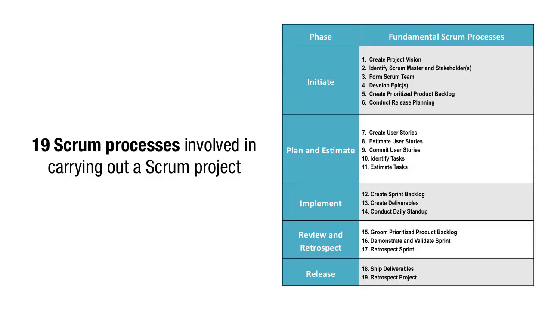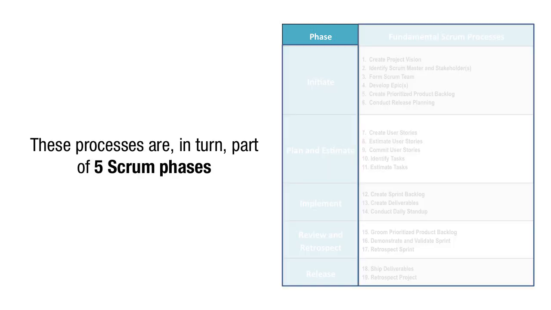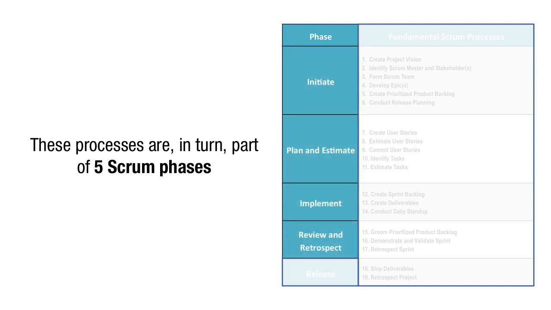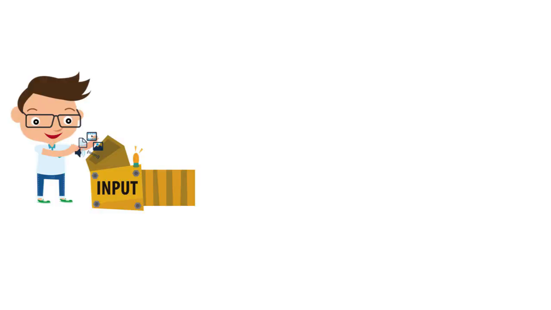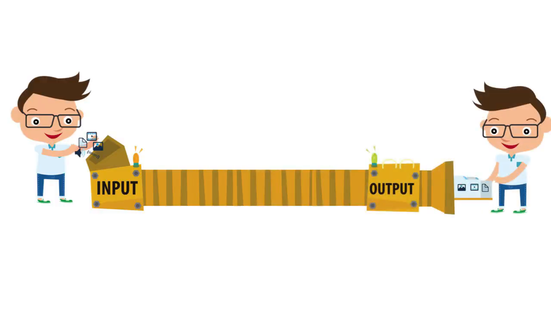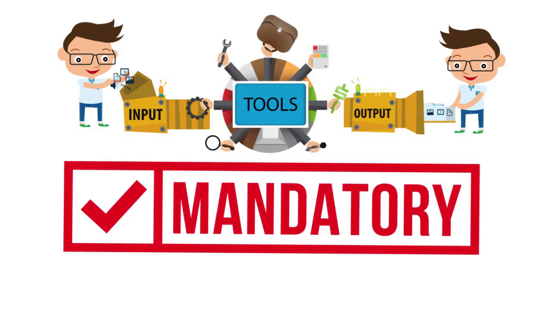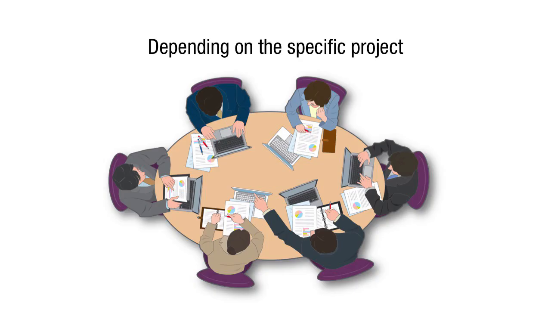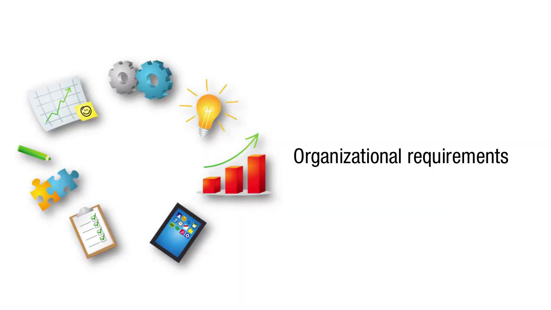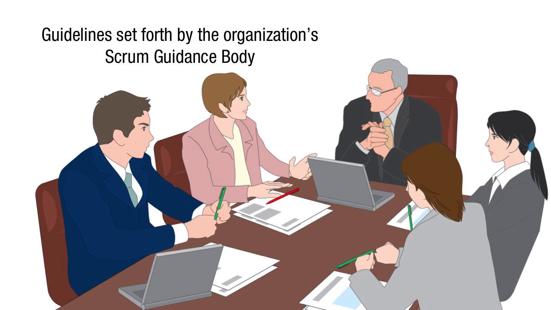Chapters 8 to 12 cover the 19 Scrum processes involved in carrying out a Scrum project. These processes are, in turn, part of 5 Scrum phases, which are initiate, plan and estimate, implement, review and retrospect, and release. The phases detail the associated inputs and outputs of each process, as well as the various tools that may be used in each. Some inputs, tools, and outputs are mandatory and are indicated as such with asterisks. Others are optional, depending on the specific project, organizational requirements, and/or guidelines set forth by the organization's Scrum Guidance Body or SGB.